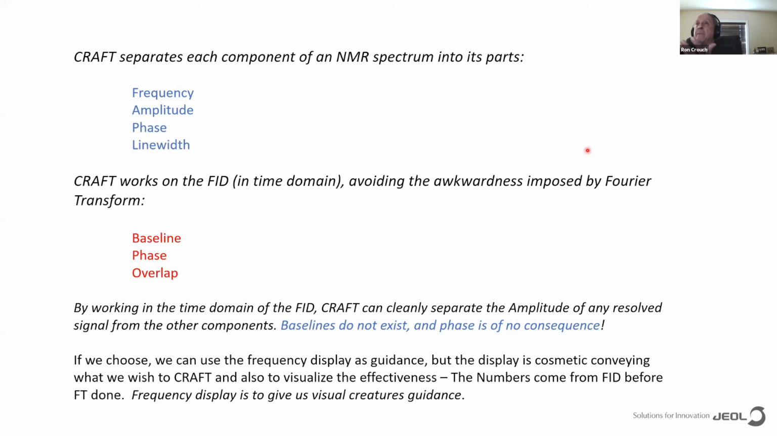So what is CRAFT? Well, it separates each component into its parts. When you look at an NMR spectrum, you have frequency, amplitude, phase, and line width. So CRAFT works in the time domain to separate these components. And in the time domain, lots of awkwardness that's imposed before a transform is completely sidestepped. There is no baseline. The phase does not matter. It's separated from amplitude. And overlap for establishing integration is completely unimportant, because so long as the sinusoids are resolved, we can determine the amplitudes.